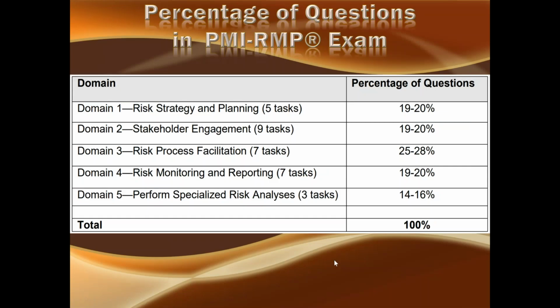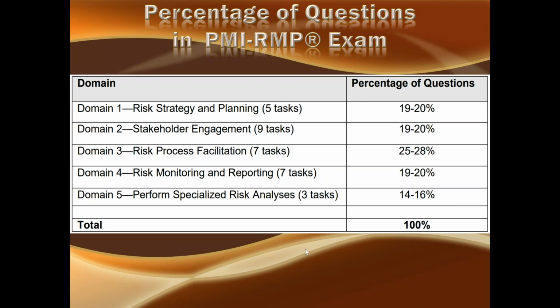Right, as I was telling you yesterday, the last thing we were talking about was the five domains in which you will be tested. They are risk strategy and planning. We have got five tasks and I'll be showing you those five tasks. Out of risk strategy and planning, you will be getting 19 to 20% questions. Stakeholder engagement, another very important area, has nine tasks, 19 to 20% questions. Risk process facilitation, 7 tasks, 25 to 28%. Risk monitoring and reporting, 7 tasks, 19 to 20%, and perform specialized risk analysis, 3 tasks, 14 to 16%.